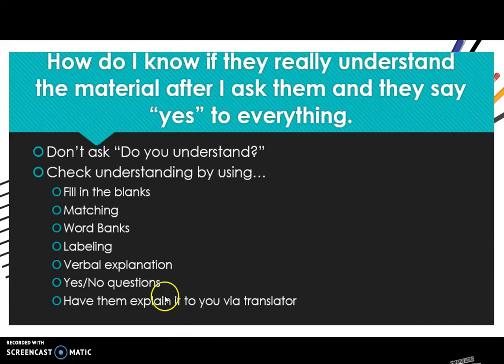So some ideas to check understanding would be have them complete a fill in the blank, matching, providing word banks for them, labeling, asking them to give you a verbal explanation, asking yes or no questions about the content, or having them just explain or summarize to you using a translating app.